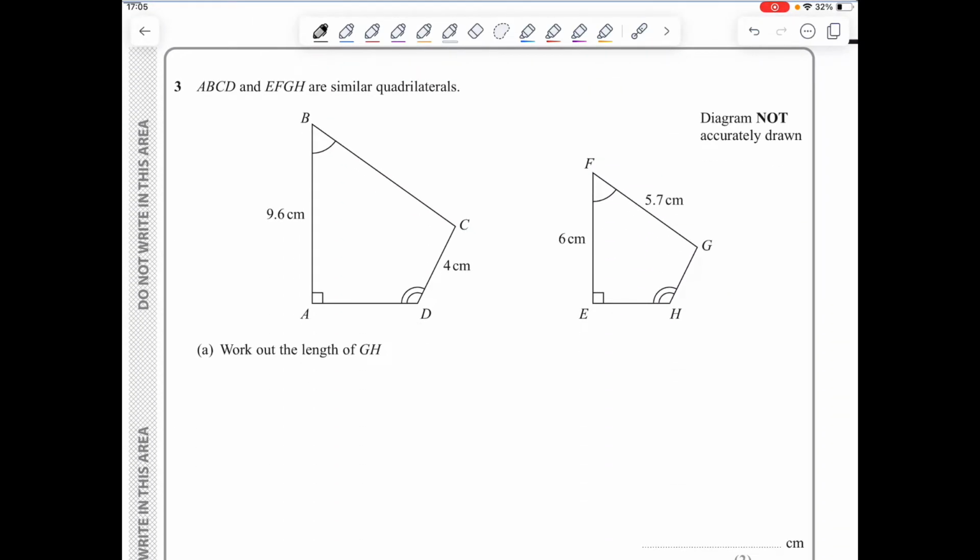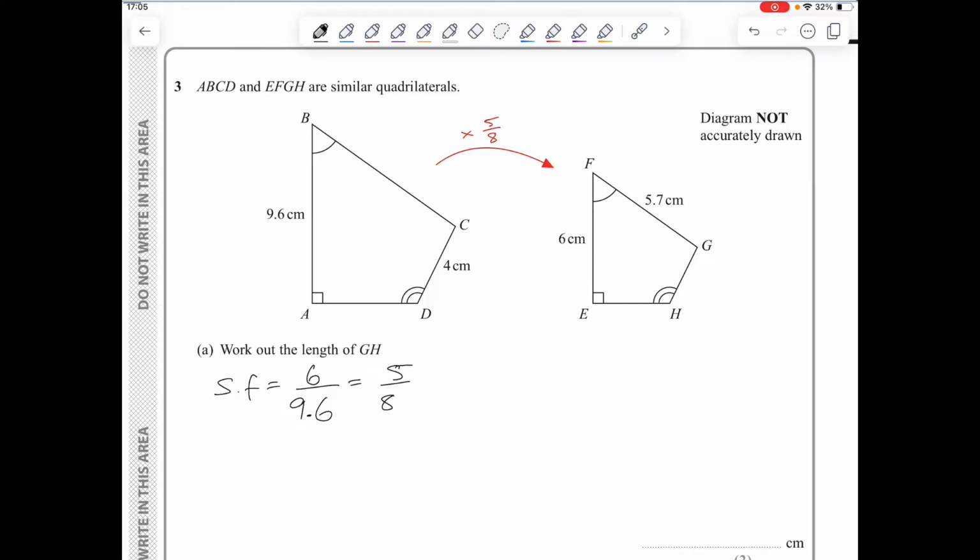For part A of question 3, I'll first work out the scale factor between these two shapes, going from the large to the small one. Now I have two sides that are at the same place, the left part of the shape, 6 and 9.6. So my scale factor is equal to 6 over 9.6. On top I put my target, my second shape, and on the denominator my original shape, the starting shape. This simplifies to 5 over 8, and that's the scale factor to go from the large to the small shape.